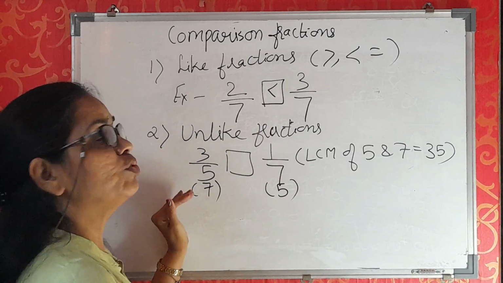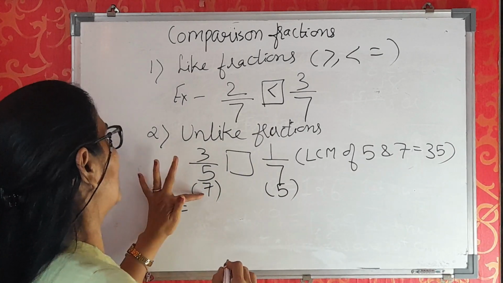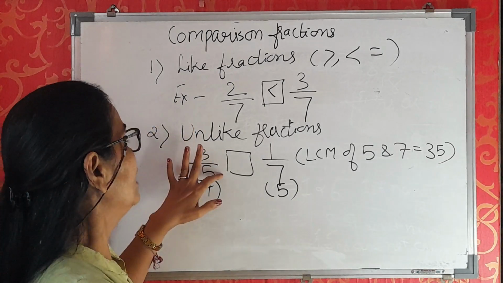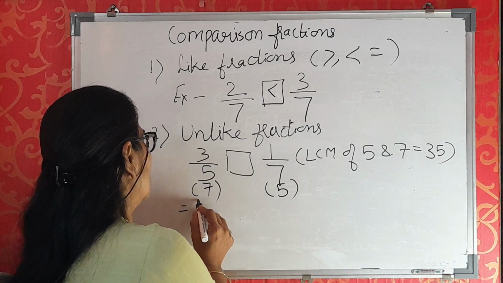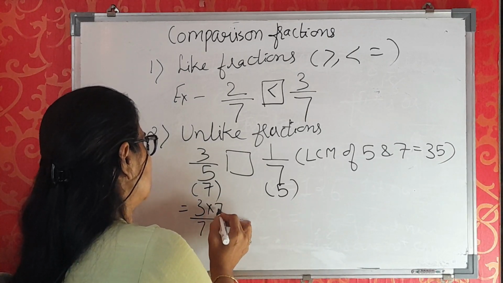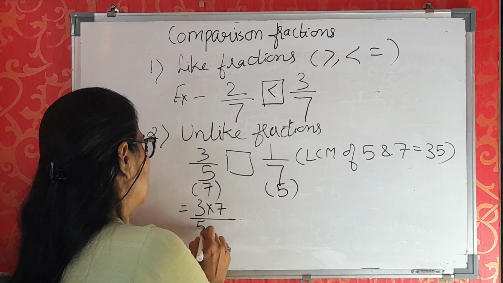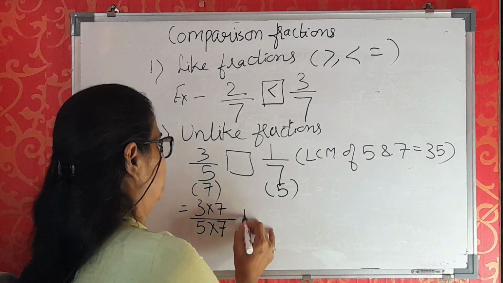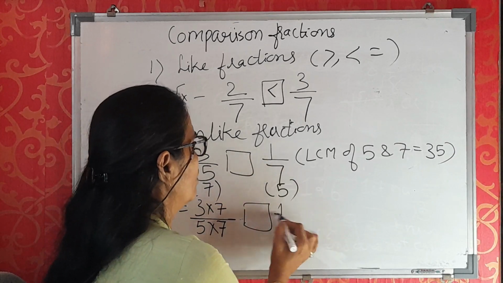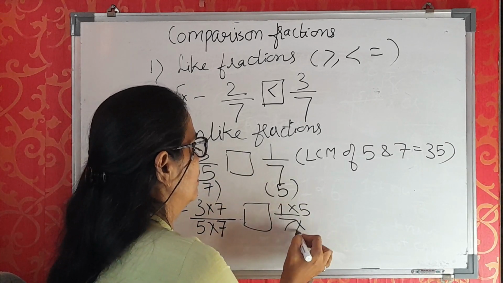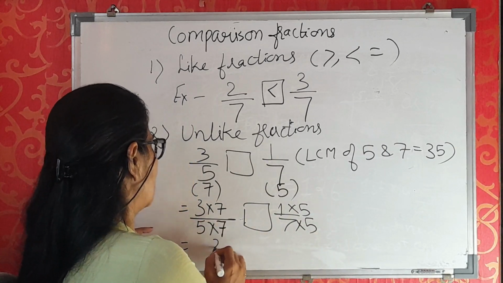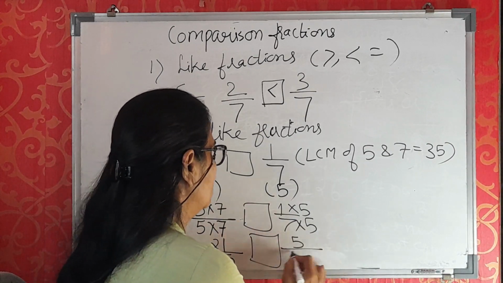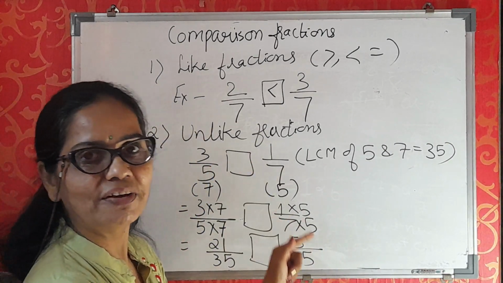So now you have to make it like fractions by multiplying both numerator and denominator with the same number. So 3 upon 5 multiplied by 7 in both numerator and denominator, and here 1 upon 7 multiplied by 5. So 3 sevens are 21, this is 35, and here 5 and 35. Now it has become like fractions.